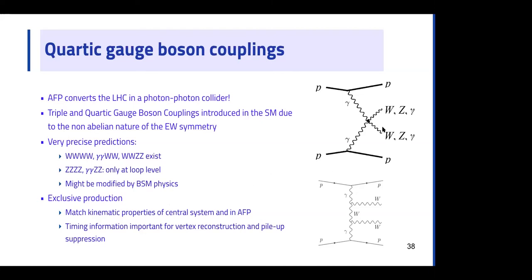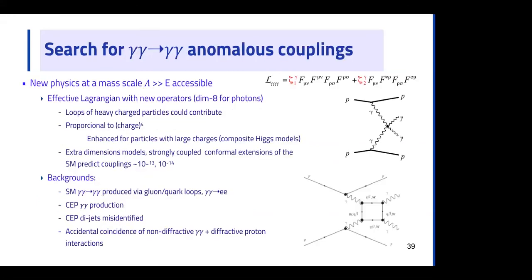However, physics beyond the standard model may modify these expectations, and therefore it is very interesting to study this kind of processes. Since we have an exclusive process here, we can match precisely the proton kinematic information to the central detector information. And this allows us to clean up all the background significantly. And we will also need to use timing information to reject the pileup. We have access also to triple gauge boson couplings of this type, but today we'll focus more on the quartic ones.